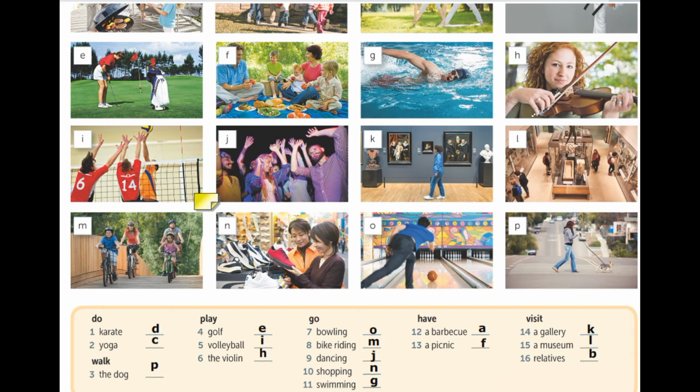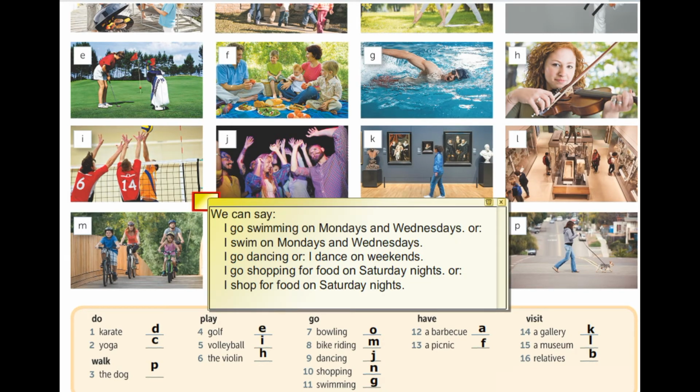Okay, so let's review the verb go plus a sport or an activity. Remember, some sports like golf, volleyball, we use the verb play. Play soccer, play golf, play volleyball, play basketball. But other sports or other activities, we use the verb go. You don't say play bowling or play bike riding or play swimming. No. What do we use? We use the verb go.